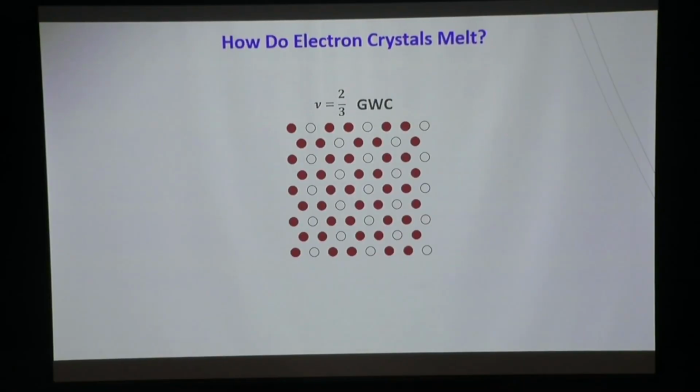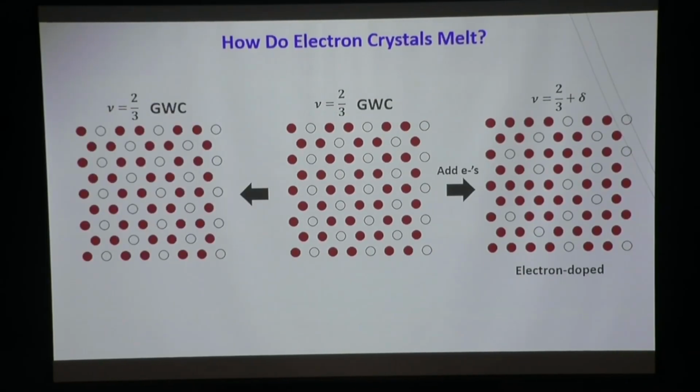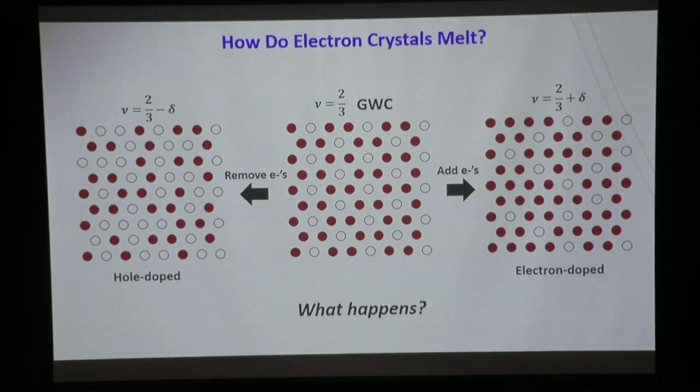And so lately, now it's 5 years later, we're actually still interested in this physics. We're still interested in these generalized Wigner crystals. But lately we've been interested in how they melt. And so we've been studying their melting properties. So here I show a nu equals 2/3 honeycomb Wigner crystal. And so now the question we're interested in is what happens, for example, if we add electrons to that Wigner crystal, which we call electron doping? Or, on the other hand, what happens if we remove electrons, which we call hole doping? We want to know what happens.